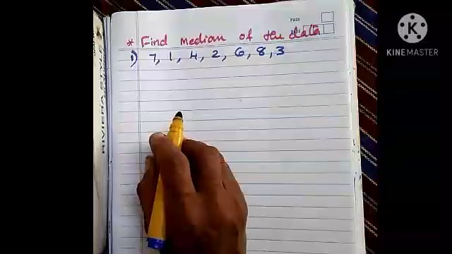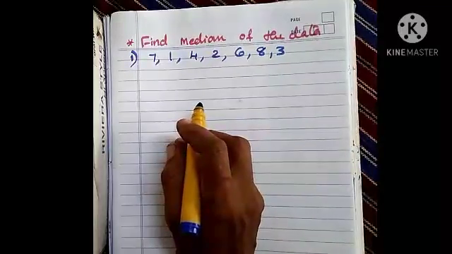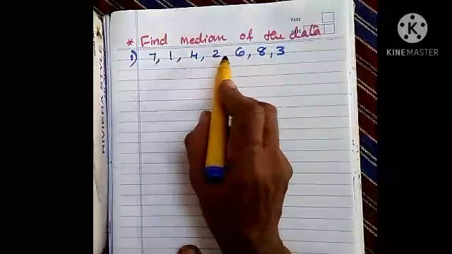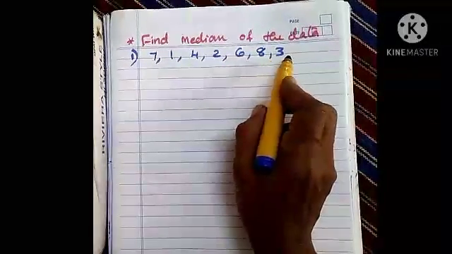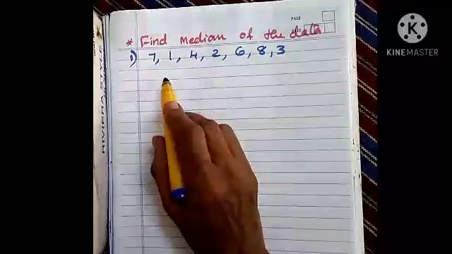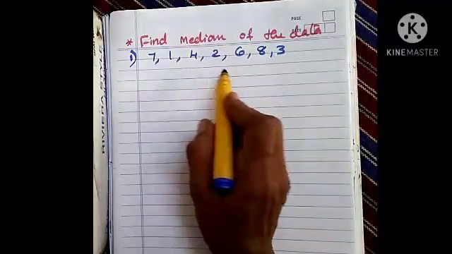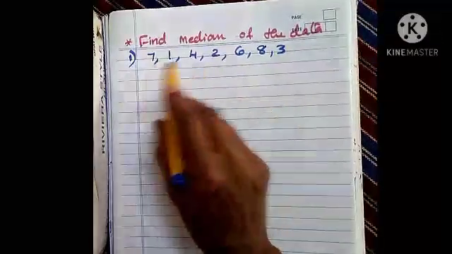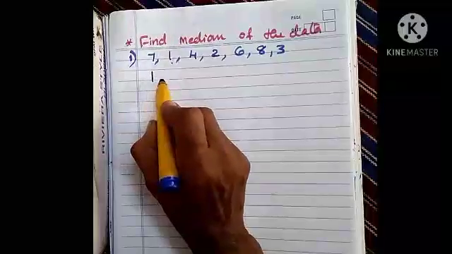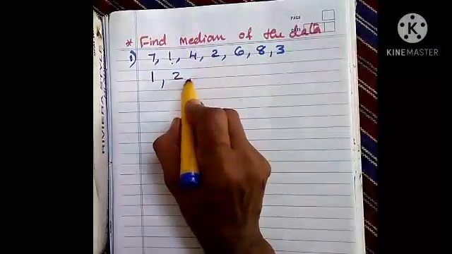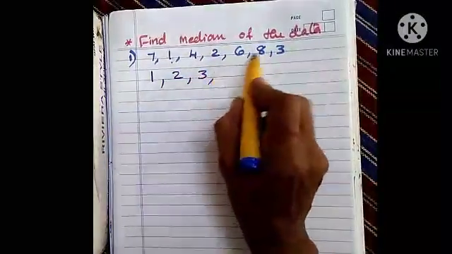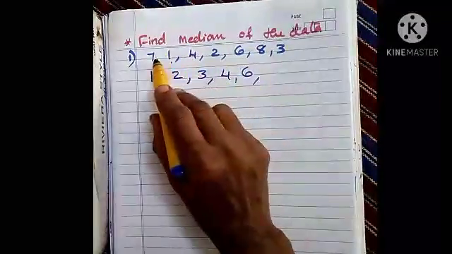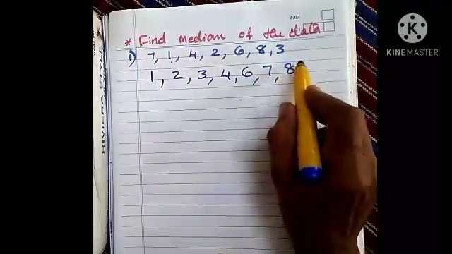Okay. For example, find the median of the data. Question number 1: 7, 1, 4, 2, 6, 8 and 3. So first we can arrange this in ascending order, either ascending or descending. Just we can select the ascending order. So which is the lowest one? Here it is 1. So we arrange 1. The next it is 2. Next 3. Then next 4. Then 5 is not there. Then next 6. Then 7. Then 8.